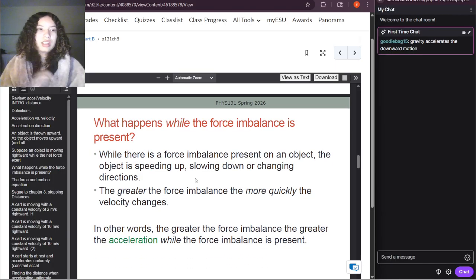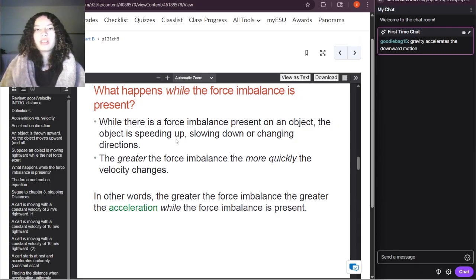So I'm just gonna go through these. What happens while the force imbalance is present? While there is a force imbalance on an object, the object is speeding up, slowing down, or changing directions. The greater the force imbalance, the more quickly the velocity changes. In other words, the greater the force imbalance, the greater the acceleration. So by force imbalance, I guess it's just that there is one force pushing it overwhelmingly in one direction or another. It's not still. That makes sense?